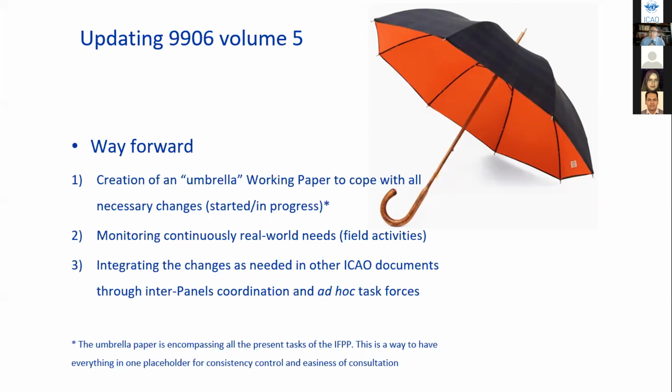under the umbrella paper, we want to have all the changes that we need to implement in one paper, even if it is subdivided into different documents and different chapters, for consistency, because over the years, the number of documents that ICAO has published has proliferated, and maintaining consistency across all the documents has become one of the major efforts of everybody working in an ICAO panel. So this is really important to maintain consistency.